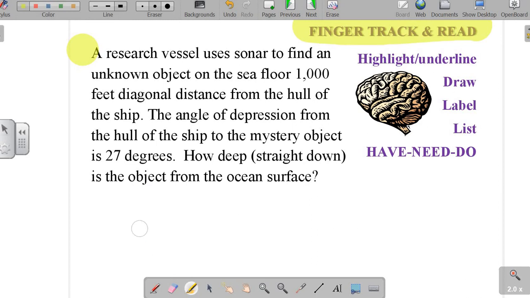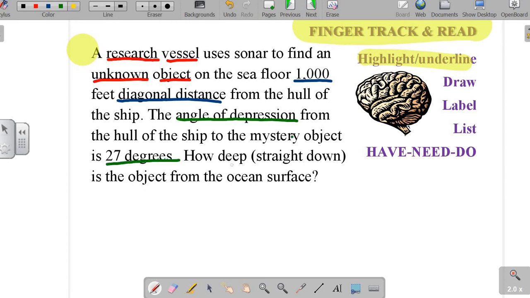Step 2, we want to highlight or underline our key words. We have a research vessel. We have an unknown object. That object is 1,000 feet diagonal from the hull of the ship. The angle of depression from the hull to the object, 27 degrees. The question is, how deep straight down? So that's how you filter. You filter the key words, especially paying attention to the numbers.